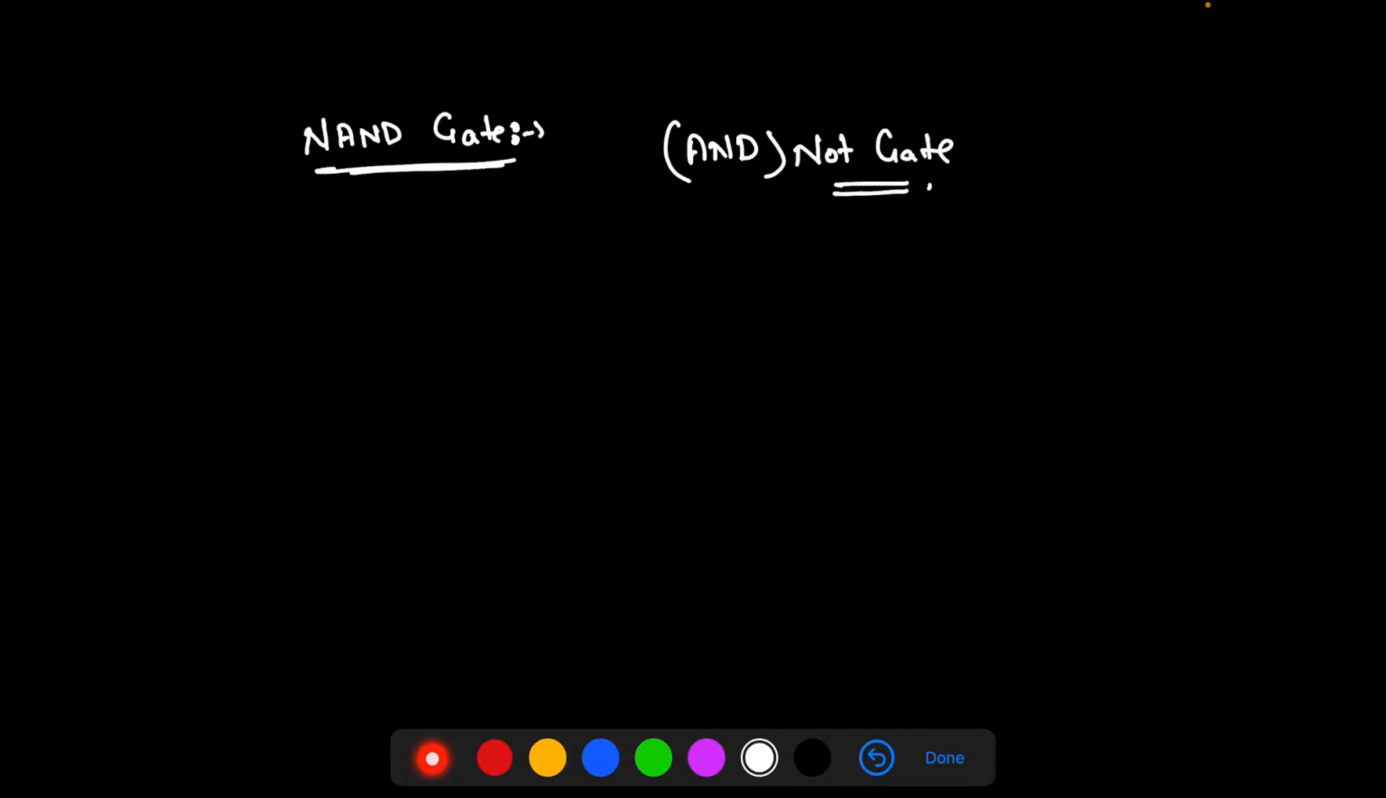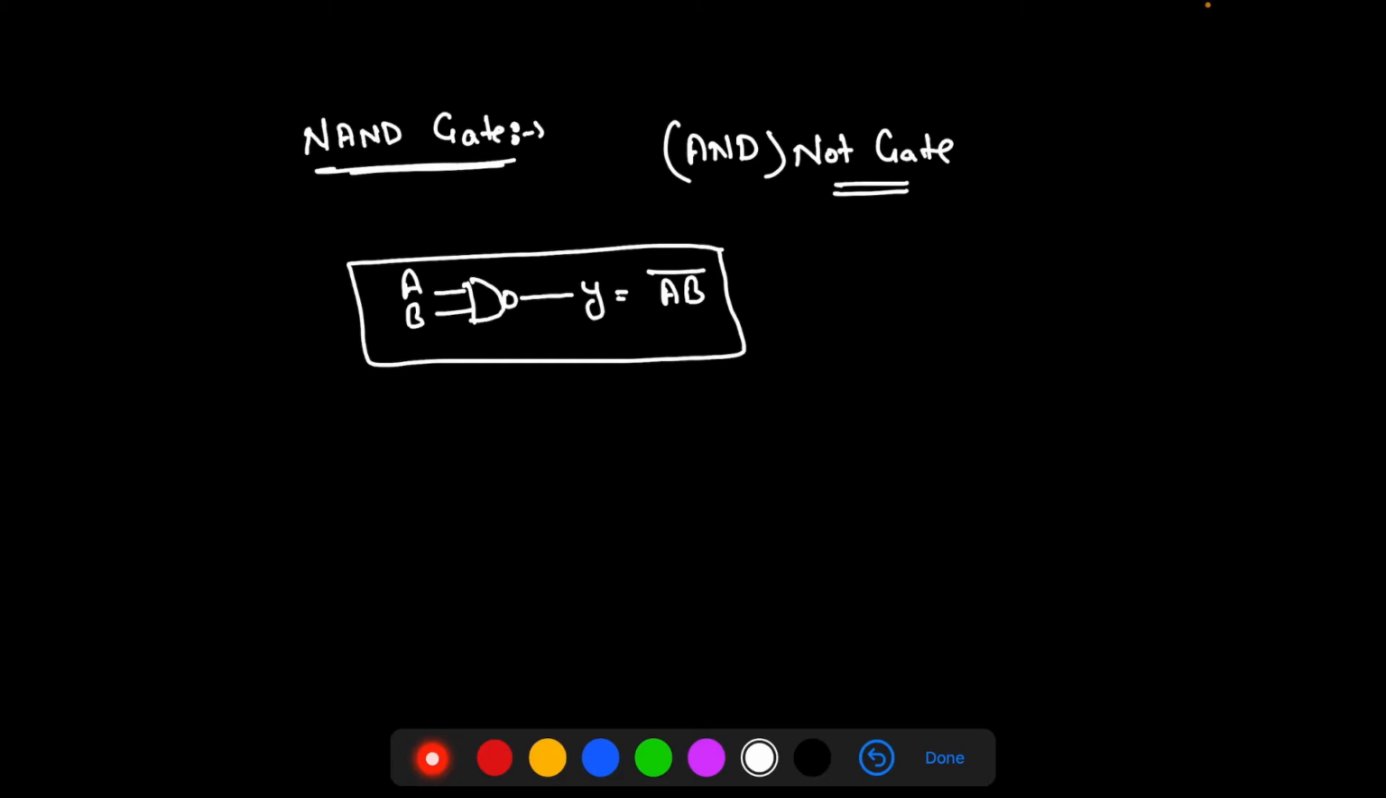In this class we will study the basics of the NAND gate. Basically, a NAND gate is an AND gate followed by a NOT gate. This is our AND gate. These are our two inputs A, B, followed by a NOT gate. This is our y equal to (AB) bar. This is our expression and diagram for the NAND gate.